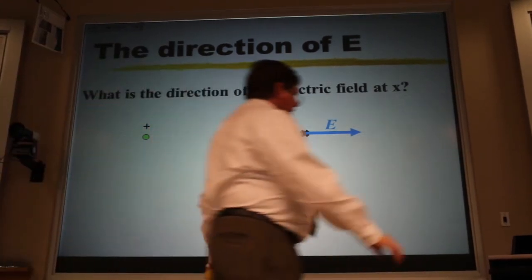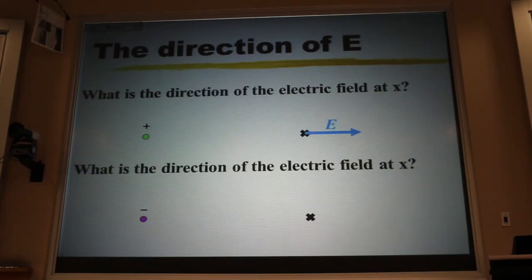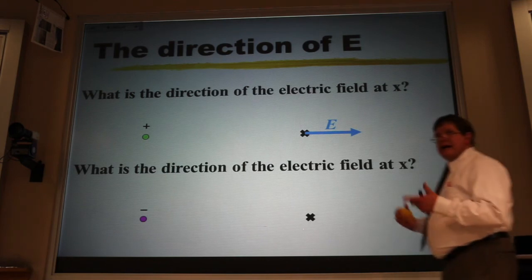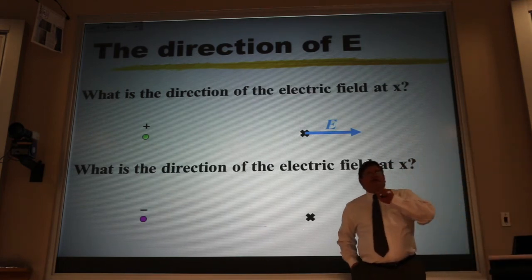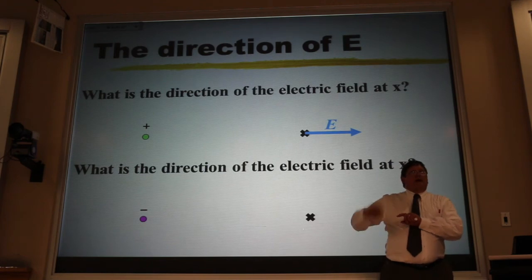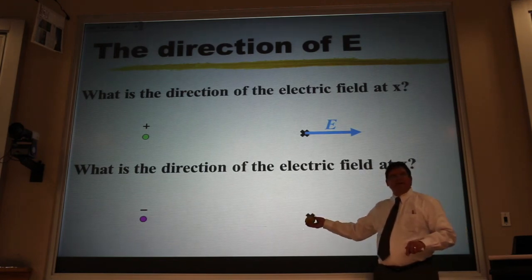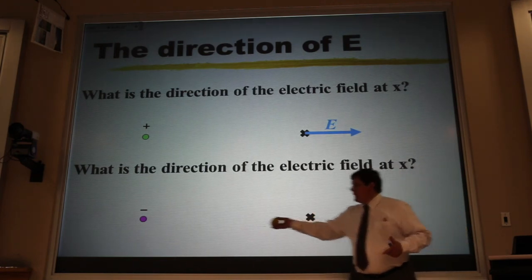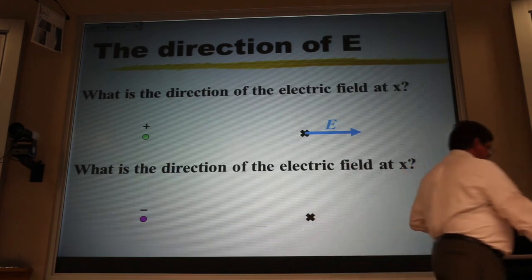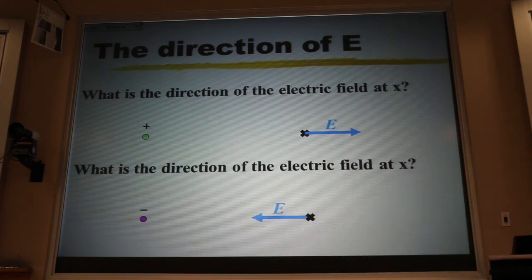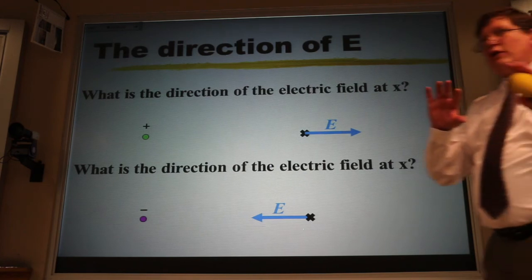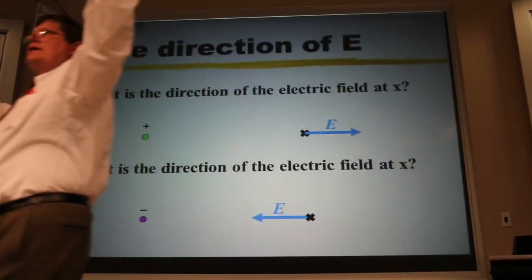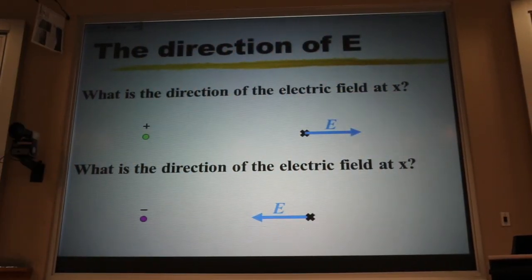Now, if I've got a negative source, a negative Klingon, again, the electric field is the force that would act if I pulled out a +1 Coulomb and put it there. Well, a +1 Coulomb would be attracted to that, so the field at that location would be towards a negative. And it's always going to be away from a positive and towards a negative.